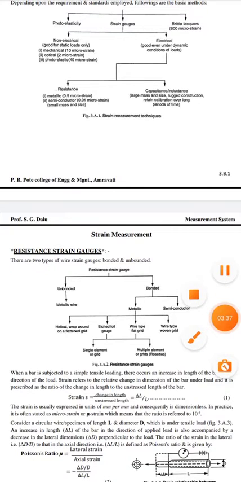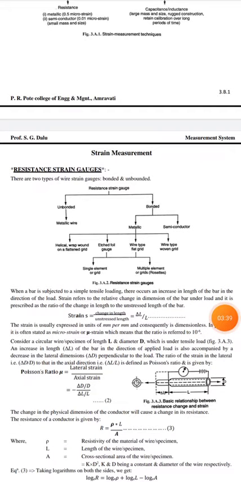On the slide you can observe one basic relation between the resistance change and strain. The diagram represents the cross sectional view on the left side and the front view on the right side. That metallic piece will act as a gauge.